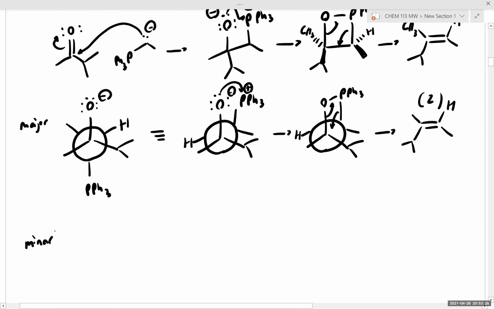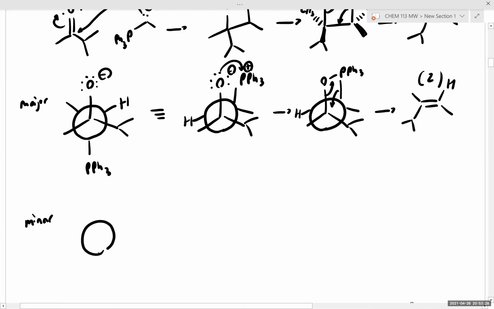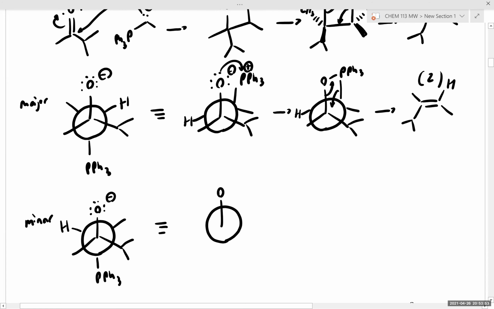In terms of the minor product, all we have to do is take all of our Newman projections and flip the position of the back substituents. So in this case, for our minor product, even though the actual addition is less favorable because we have these bulky substituents close together, when we look at the resulting betaine intermediate, we see something pretty interesting.